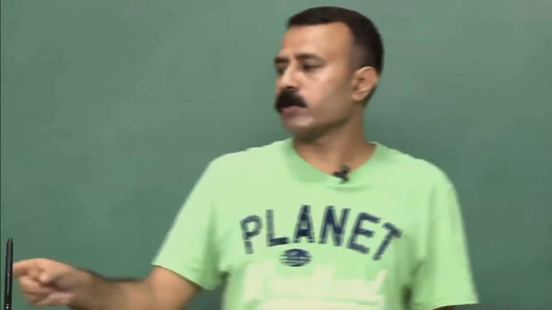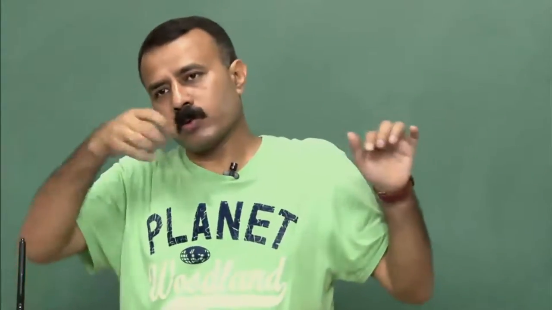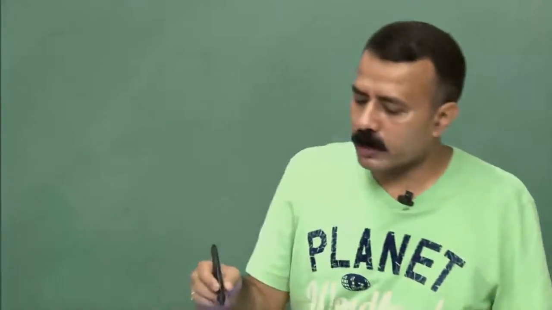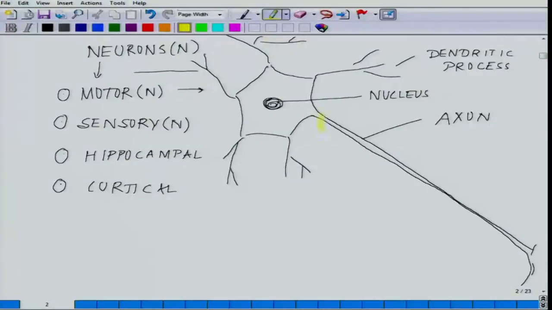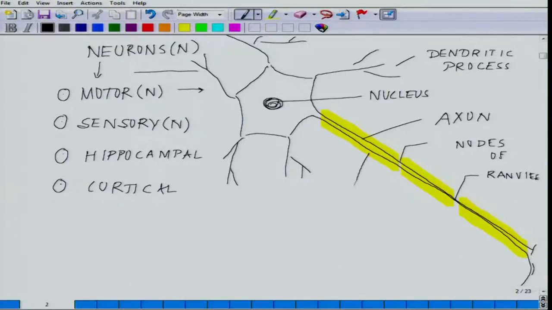If it is insulated, it is called myelinated. The insulation is just like these cables on which there is a plastic covering, almost exactly similar to that. You have something like this. There is a slight discontinuity you will observe out here. These are called nodes of Ranvier, and these are the myelination sheath.